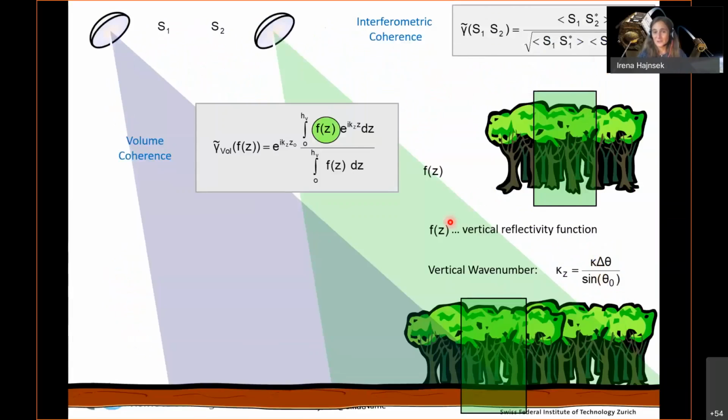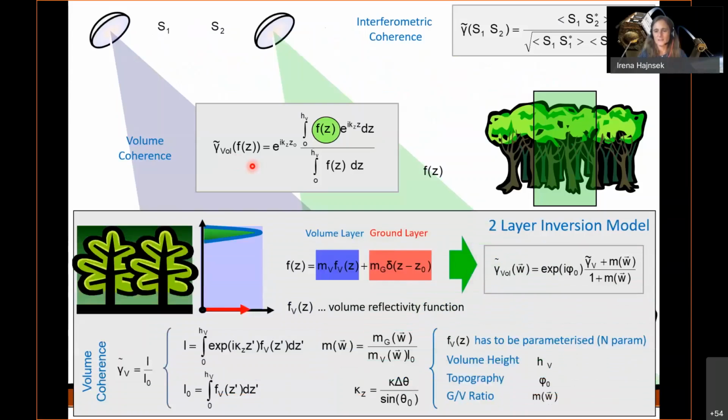We are starting as usual with our gamma volume, which we know is a function of f of z and kappa zeta. This is something that we have heard already, and let us see how we can model this. This gamma volume can be expressed in terms of a two-layer model. The two-layer model means I have a volume contribution and a ground contribution.